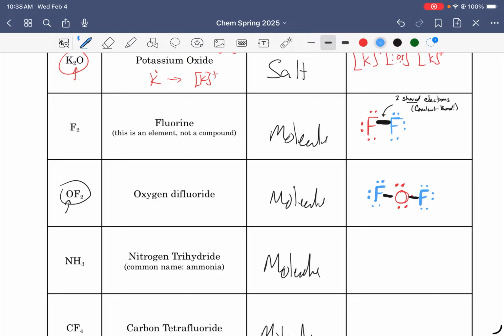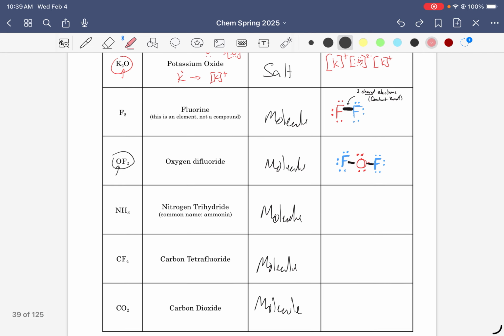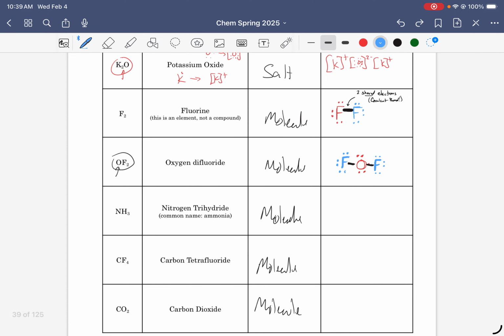So pause the video before you're watching the next part. Okay, so for nitrogen trihydride, notice that hydrogen only has 2 electrons. That's purposeful and that's perfect. Hydrogen is in period 1, and it has only 1 ring, and it is stable with 2 valence electrons. So this is actually what it wants. That is your structure for nitrogen trihydride. Carbon tetrafluoride is going to look like this when you are done. Hopefully that one was kind of easy for you.